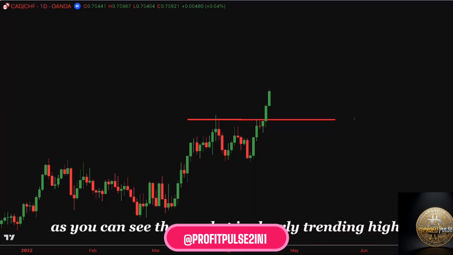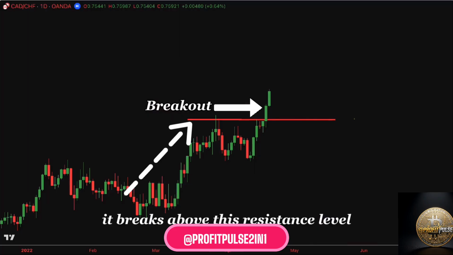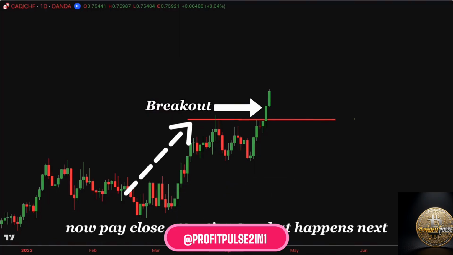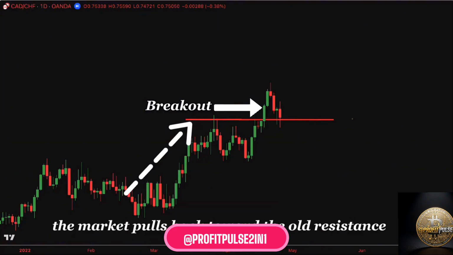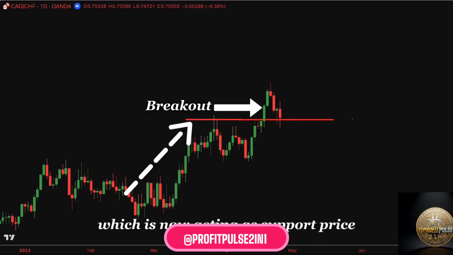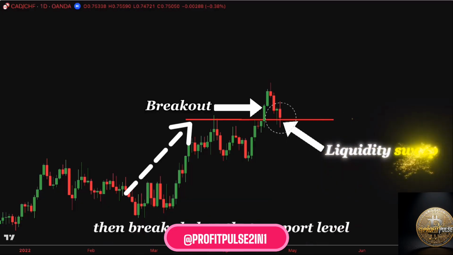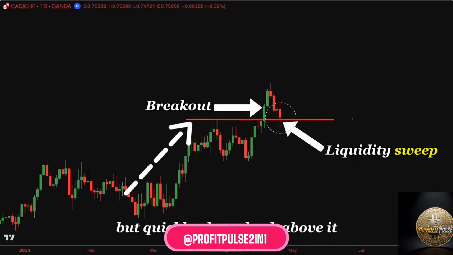As you can see, the market is clearly trending higher. It breaks above this resistance level and continues to the upside. Now pay close attention to what happens next. The market pulls back toward the old resistance level, which is now acting as support. Price then breaks below that support level but quickly closes back above it, forming a bullish internal liquidity sweep.